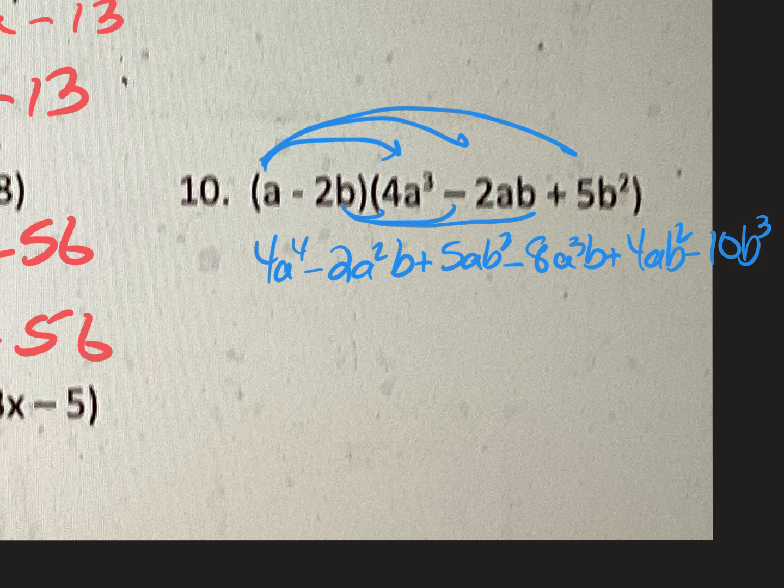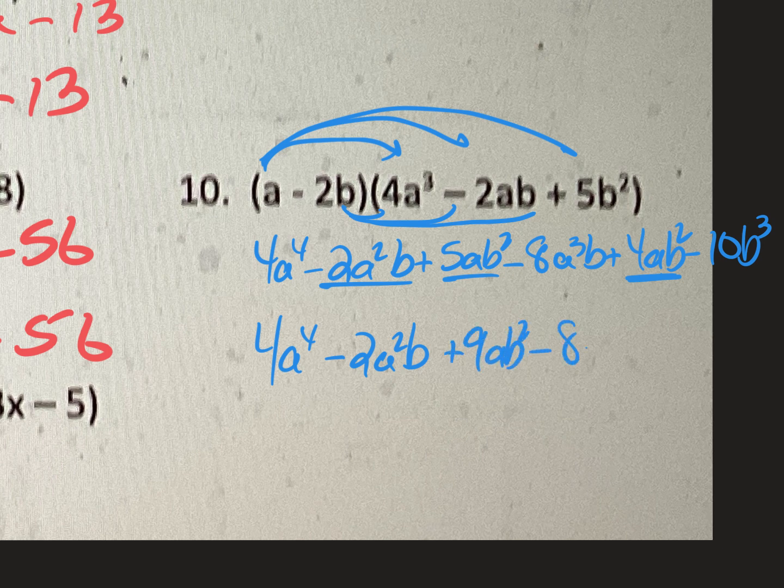And I'm going to see what I can add. I know 4a to the fourth is by itself. There's a a squared b. That's the only one, so I'm going to go ahead and bring it down also. There's the ab squared. I got two of those. So I'm going to make that 9ab squared. Then I got the a cubed b. That's the only one of those. And I'm going to end up with the negative 10b cubed. And there's 10.